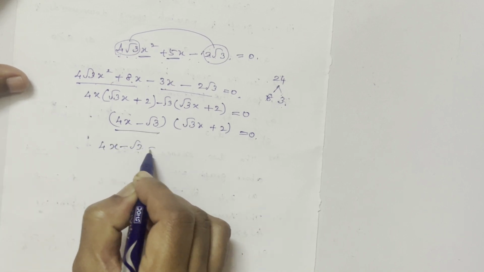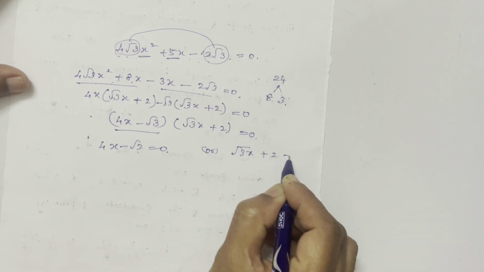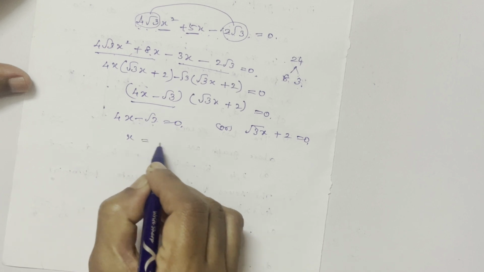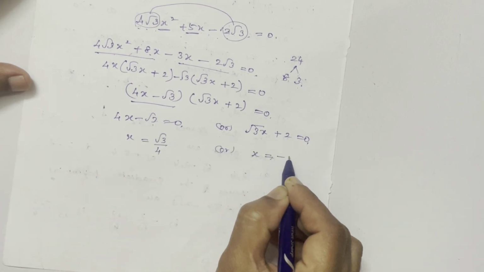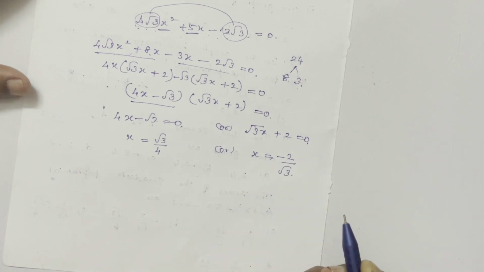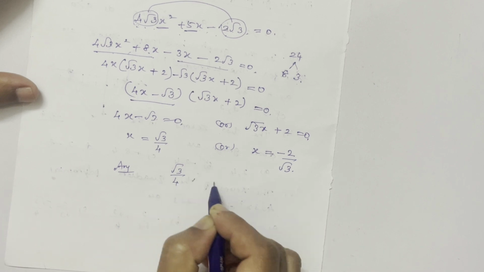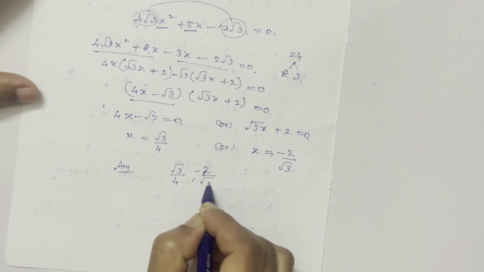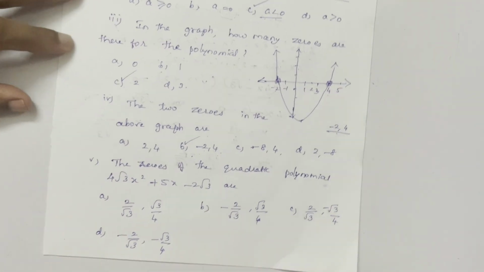4x minus root 3 equal to 0 or root 3x plus 2 equal to 0. So, x equal to root 3 by 4 or x equal to minus 2 by root 3. So, our answer is root 3 by 4 and minus 2 by root 3. This value corresponds to option B.